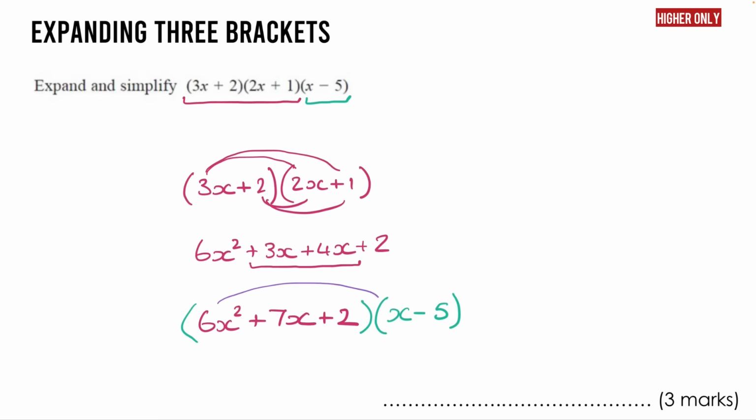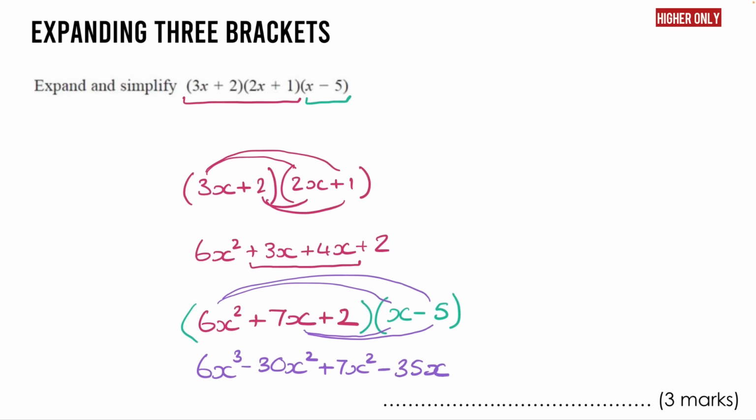So starting with the 6x squared, we'll times both of those. That gets us 6x cubed minus 30x squared. Then onto the 7x multiplied by both of those. So plus 7x squared minus 35x. And then finishing off with the 2, there's not really any more places to draw any connecting lines, so I'm just going to draw them through the middle here. So plus 2x minus 10.